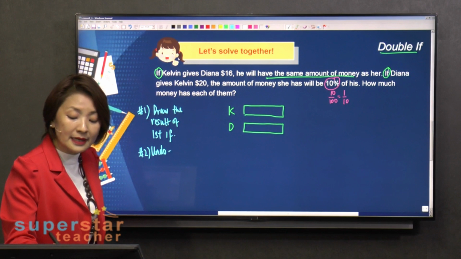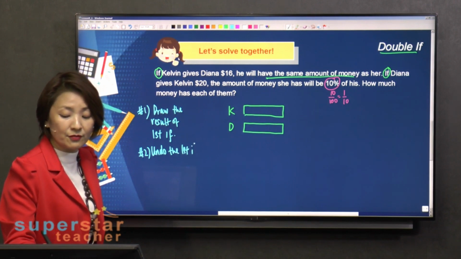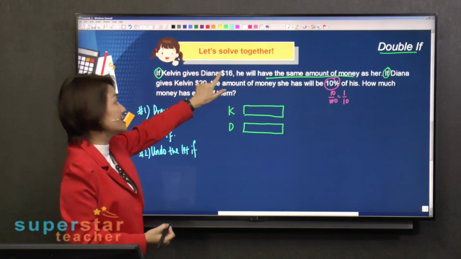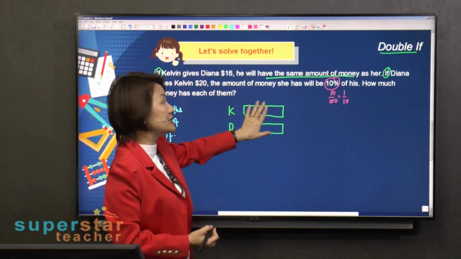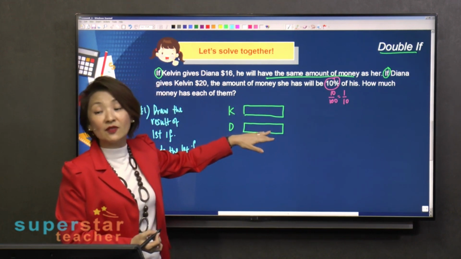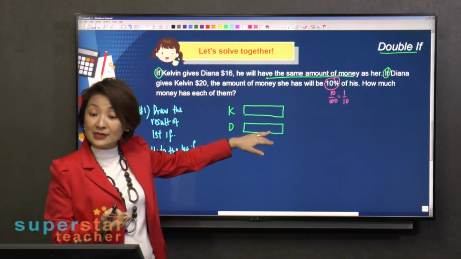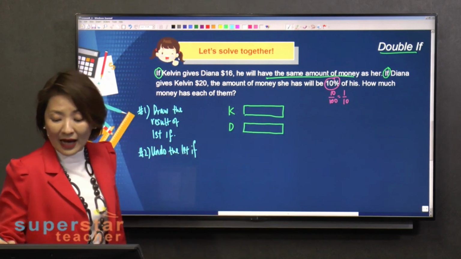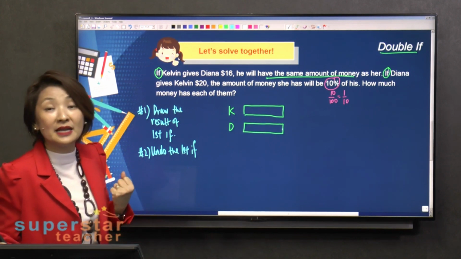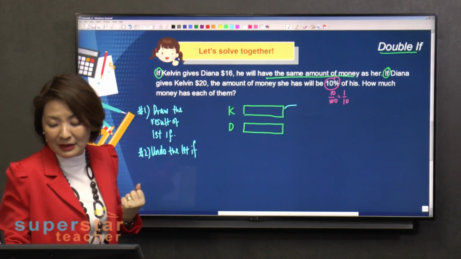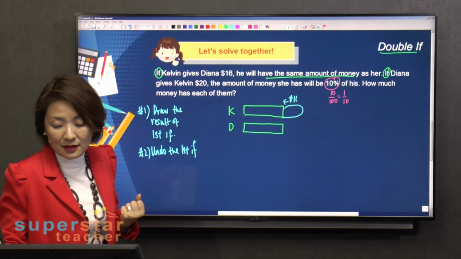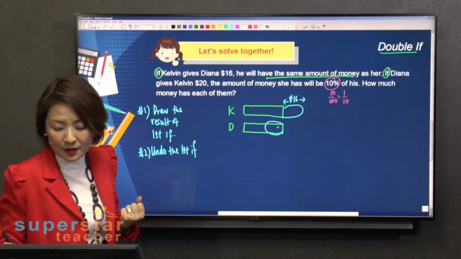My second step, still in the first if, will be undo the first if. What is the first if? If Kelvin gives Diana 16, Kelvin will have the same amount as Diana. So Kelvin has the same amount as Diana if Kelvin gives Diana. But I'm supposed to undo the first if. So to undo the first if, I will have to make what? Kelvin take back the money from Diana. So Kelvin takes back the money. Takes back how much? 16. Takes back 16 from Diana. Where? Here.